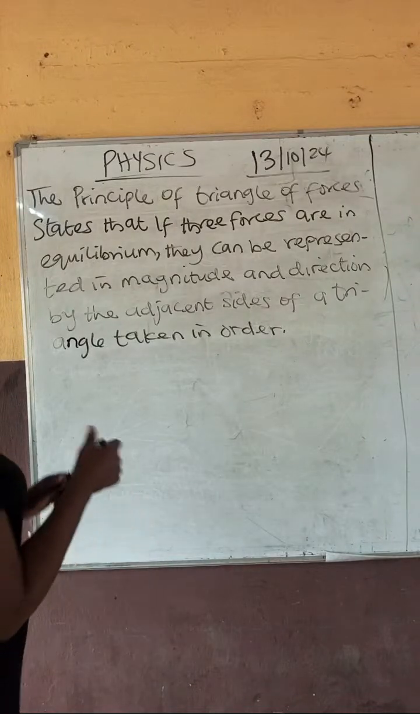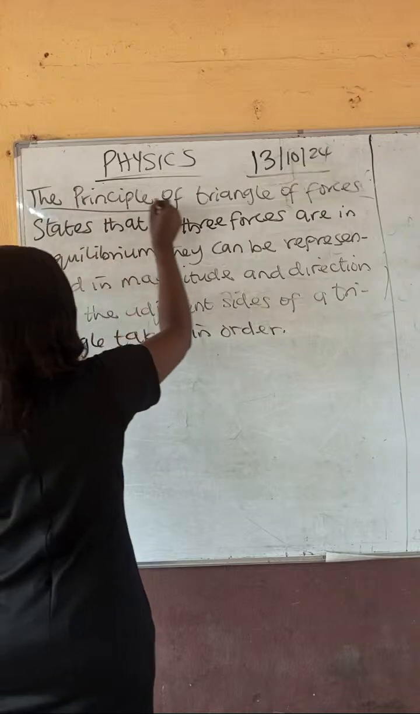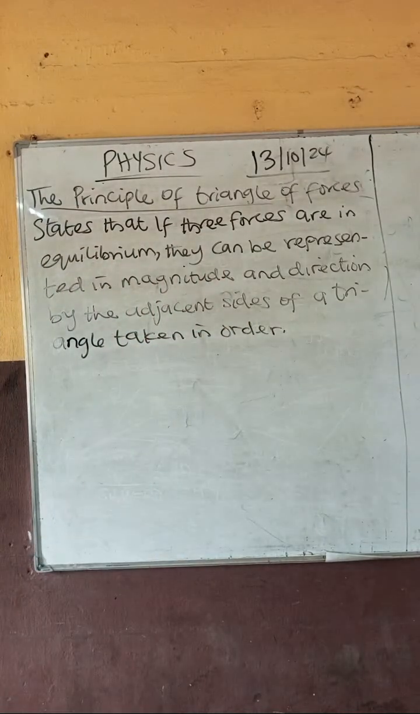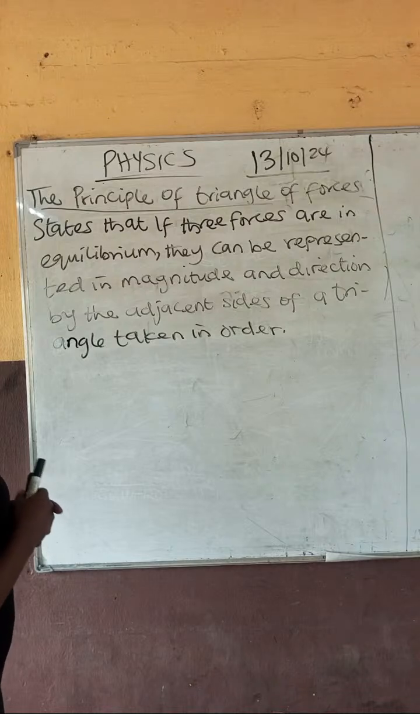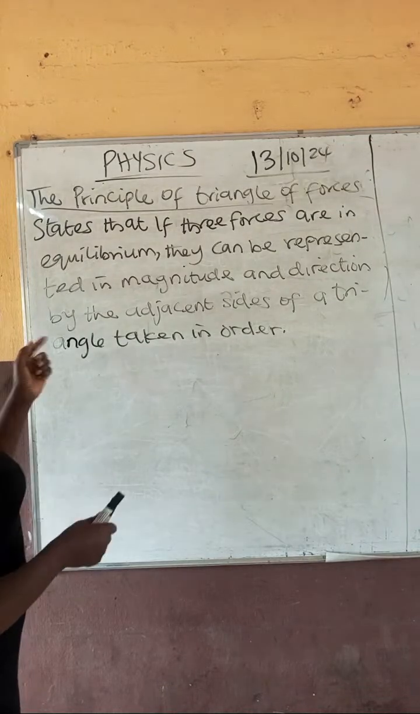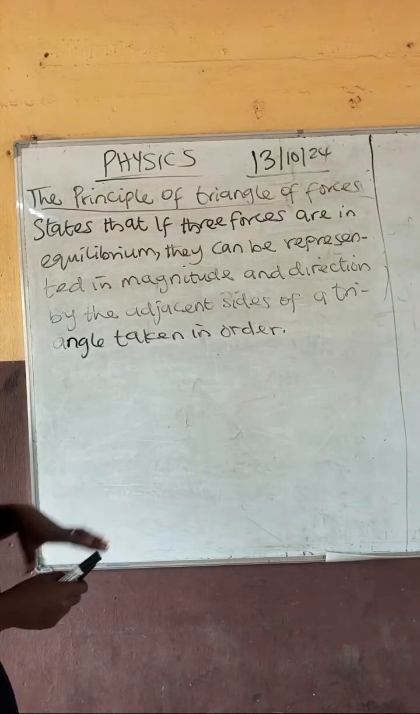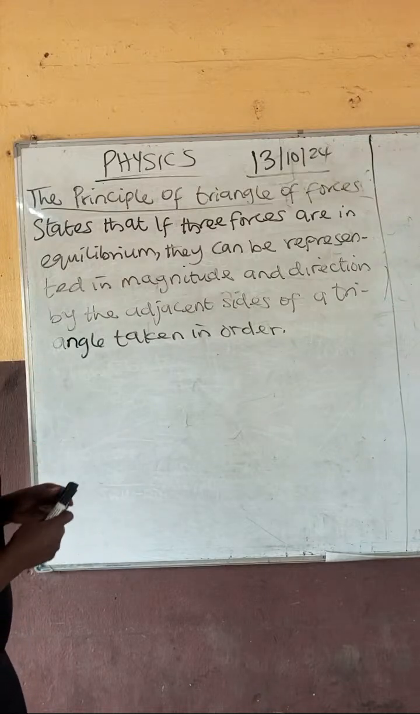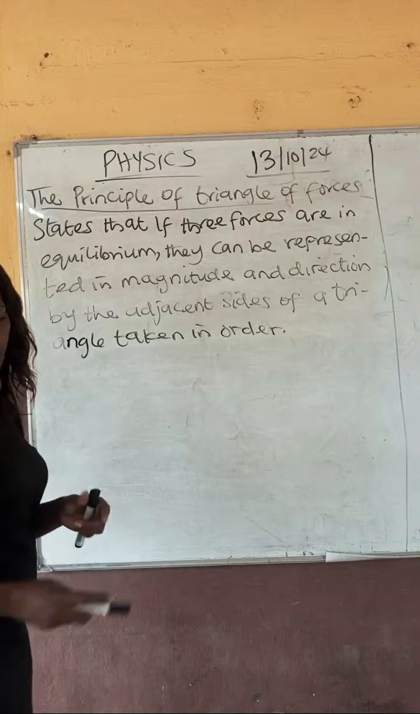Of triangle of forces, the principle of triangle of forces states that if three forces are in equilibrium, they can be represented in magnitude and direction by the adjacent sides of a triangle taken in order. Okay? If three forces are in equilibrium, they can be represented in magnitude and direction by the adjacent sides of a triangle taken in order.